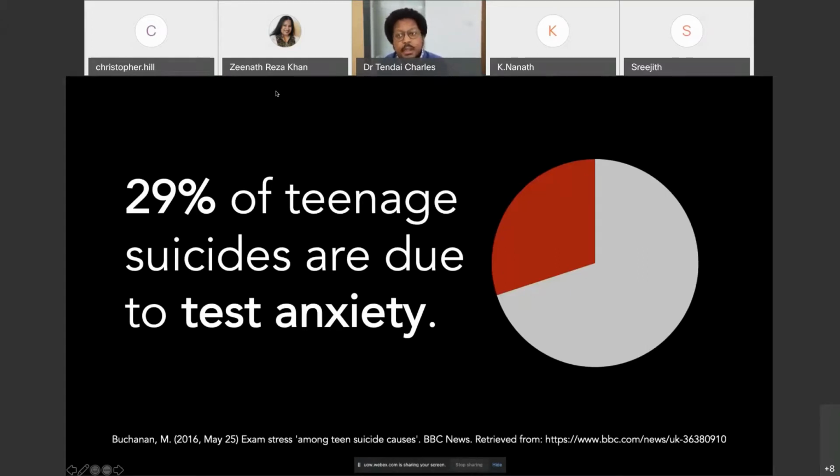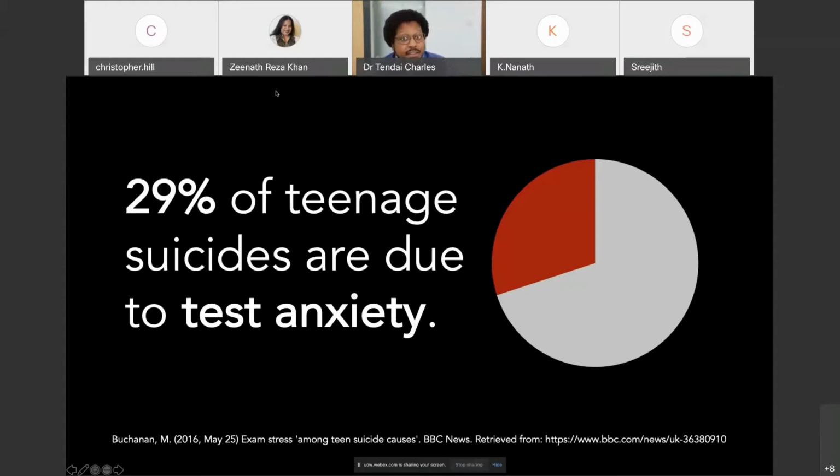And interestingly, the University of Manchester did some research back in 2015, where they looked at the reasons why teenagers in the UK commit suicide. And what they found was that 29% of teenagers who took their own lives back in the 2014-2015 period did so as a direct result of test anxiety. So what these young children were doing was, either the day before an exam, or on the day of the exam, or the day after the exam, they would commit suicide. So these were obviously major exams like GCSEs and A-levels.